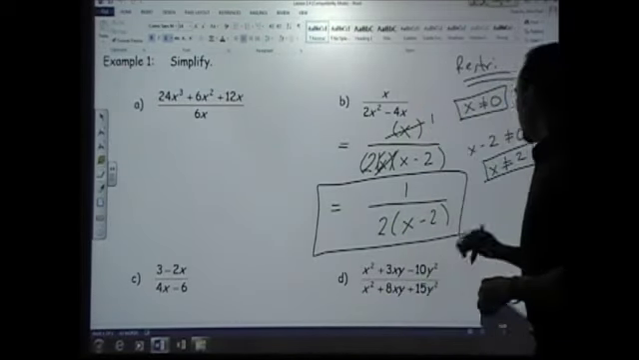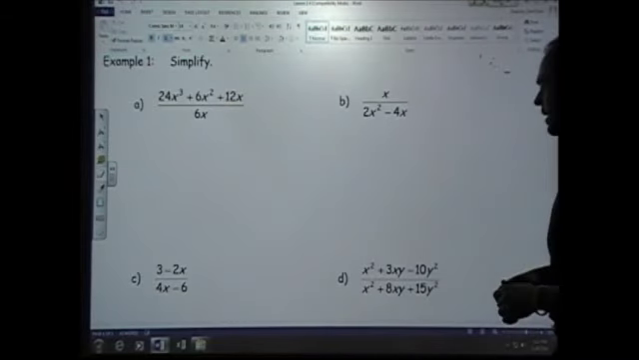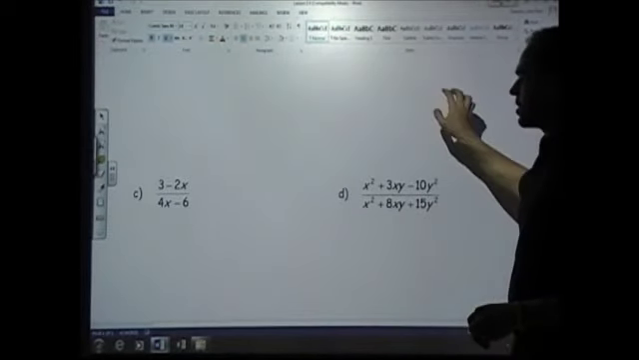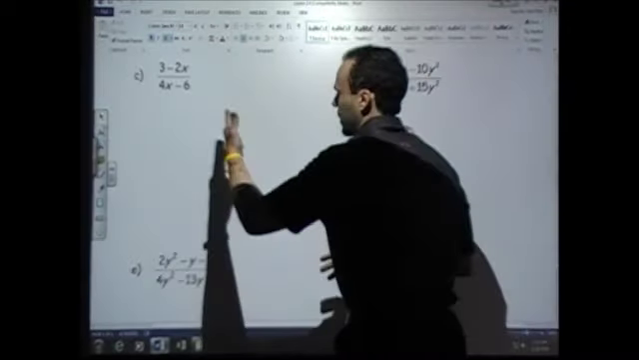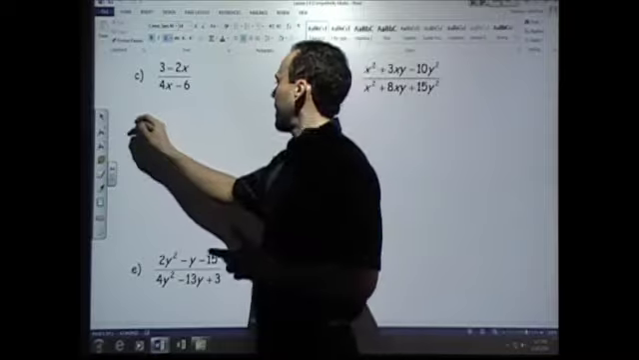Now these two are pretty basic, so these are just common factors. But then you're going to start getting into a little more complicated ones, like this one here, question C. This one, you may not think is complicated. It's not very complicated as long as you know where to start. Again, it asks you to simplify.